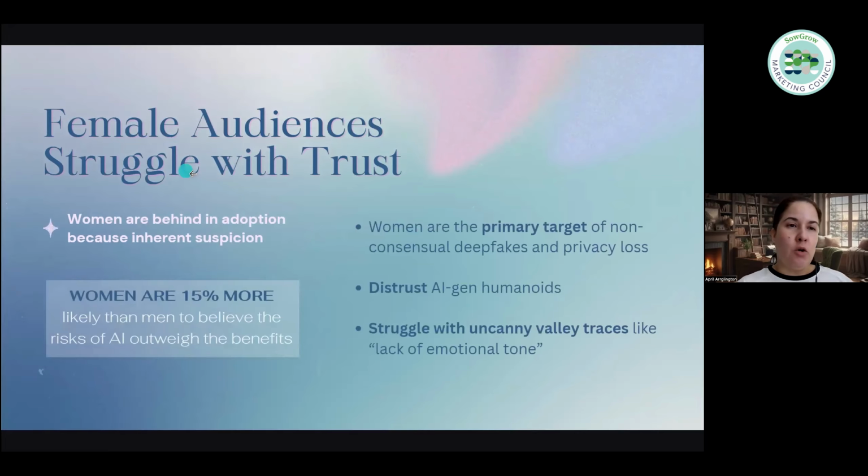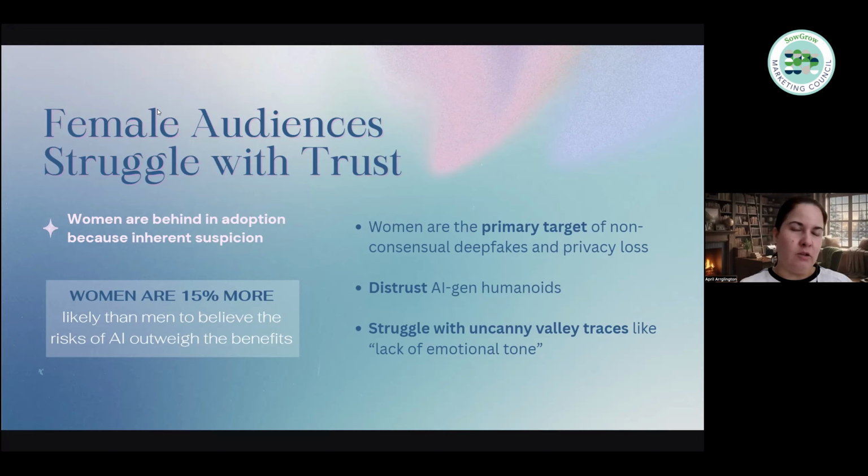Meanwhile, the female audiences are very, very different. First of all, they're behind in adoption because of inherent suspicion; there's a little bit more apprehension. Women are 15% more likely than men to believe that there are risks involved that outweigh the benefits of AI. So when it comes to those demos, it's clear that men are very gung-ho, like, yeah, let's go. And women are like, let's think about this. Let's pause. What is really here for me?